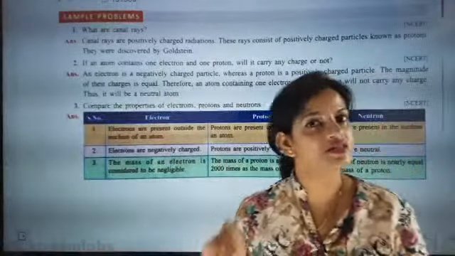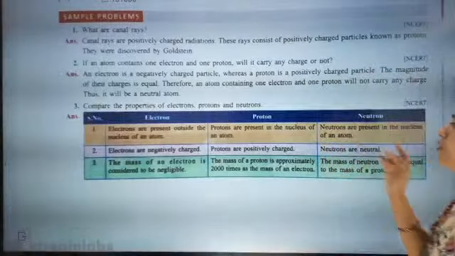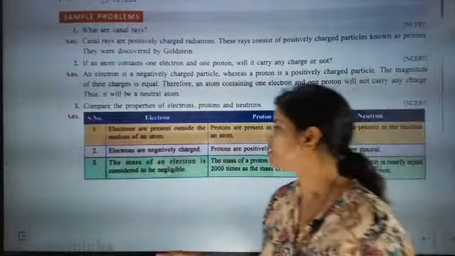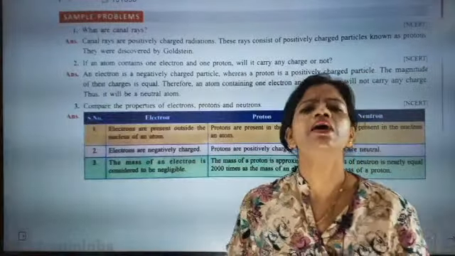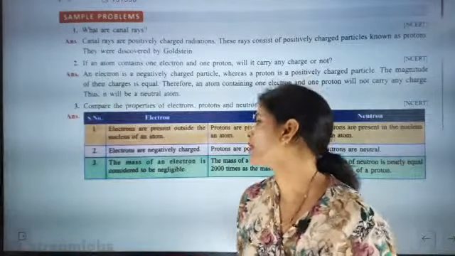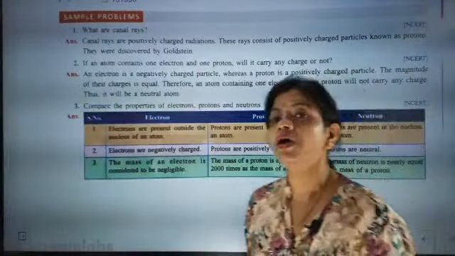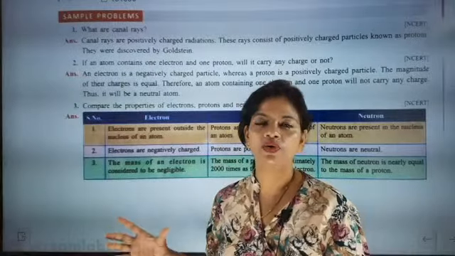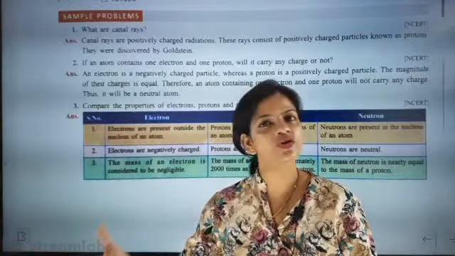Proton is present inside the nucleus. Neutron is present inside the nucleus. Mass of electron is very less, so mass of electron is negligible. Mass of proton is more than mass of electron.